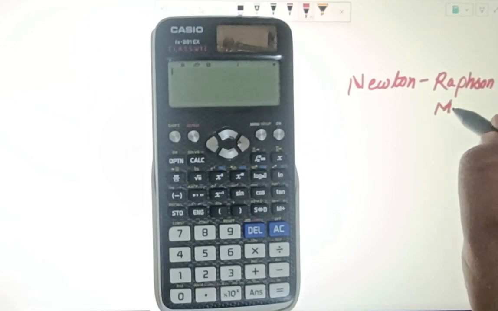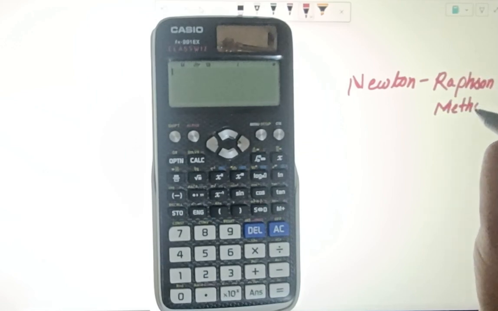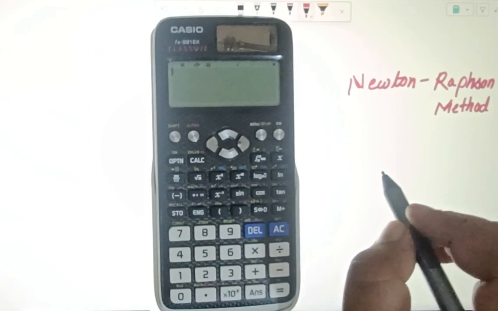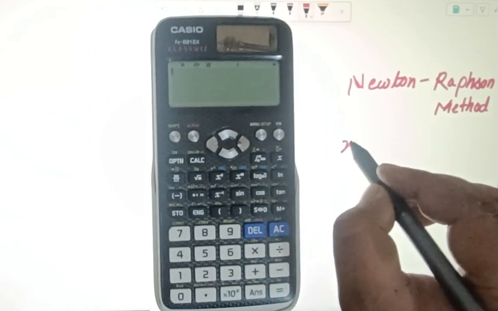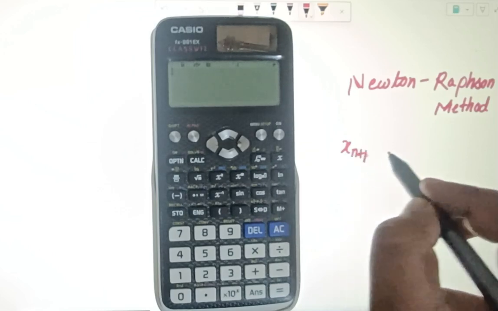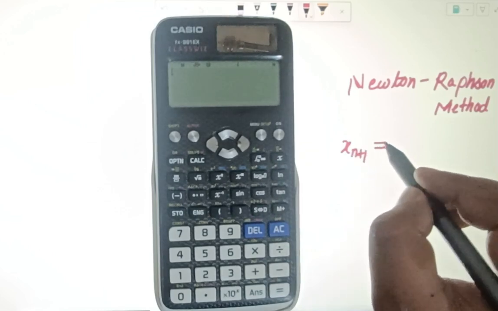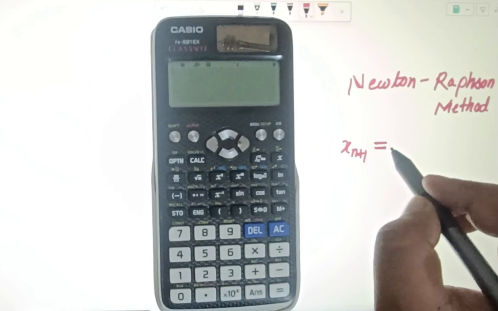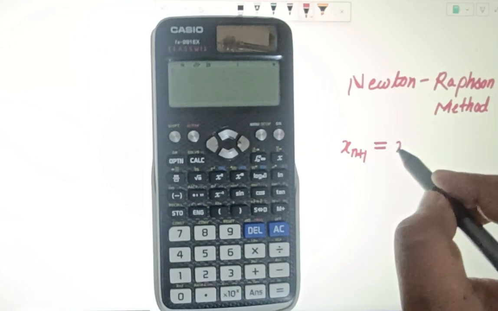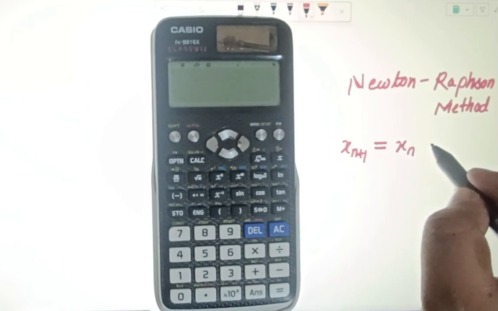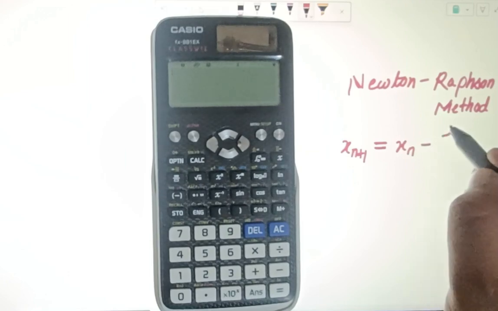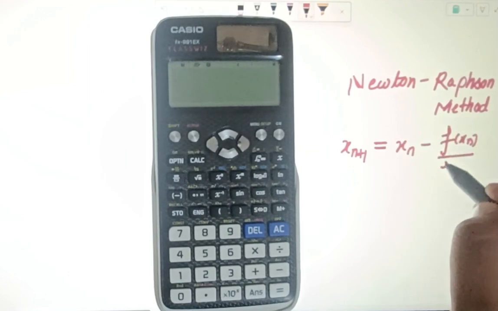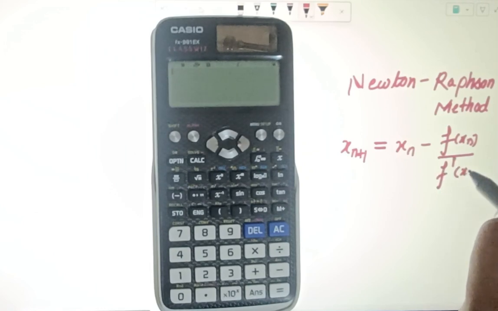Here we will learn only how to compute this method in the calculator. We will not learn here the development of the formula, and we are not interested in the development of the formula. We are just interested in the formula and its computation: f of xn divided by the derivative of f at xn, right?